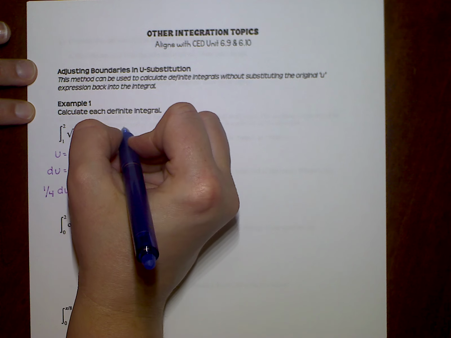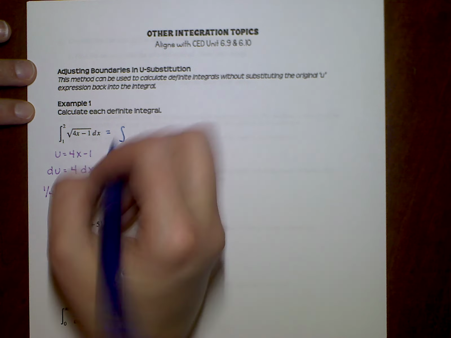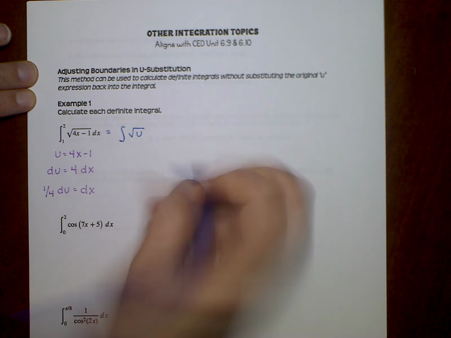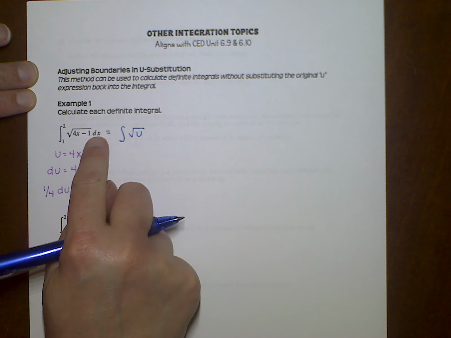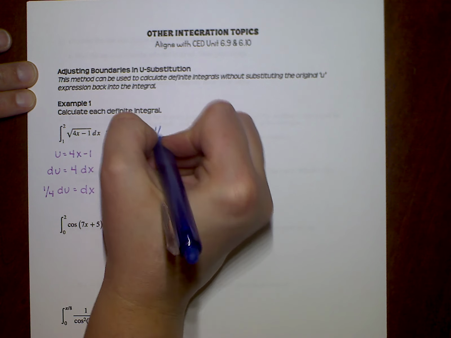Now I'm going to come back up here, and I'm going to rewrite my integral. I want you to notice that I'm not putting my endpoints in right now, and there's a reason for that. We'll talk about that in a minute. But I'm going to now call this the square root of u. I'm replacing this with u, and I'm replacing my dx with this thing down here, so this is 1/4 du.